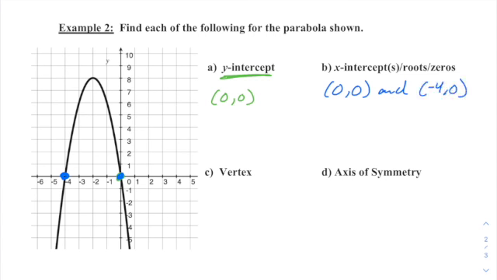Where's that vertex? Where does that graph turn around? And that would be right here. In this case, it's the maximum point, the highest point of the graph. And that would be at, just look at your x and y coordinates carefully, (-2, 8). And your axis of symmetry is that vertical line that goes right down the middle and splits the graph into 2 equal halves. And so since it's passing through this point, the vertical line is x equals, and all the x values are -2 on that vertical line.